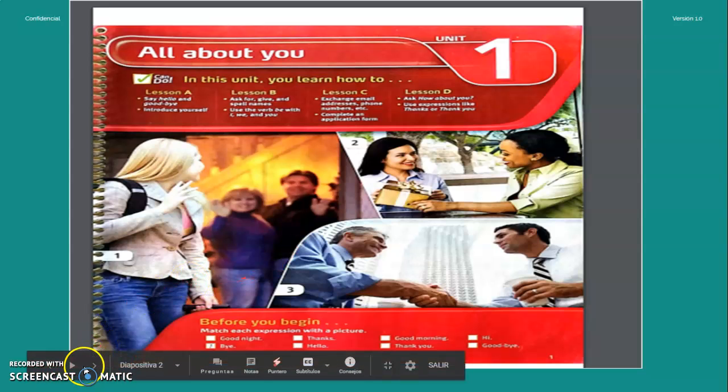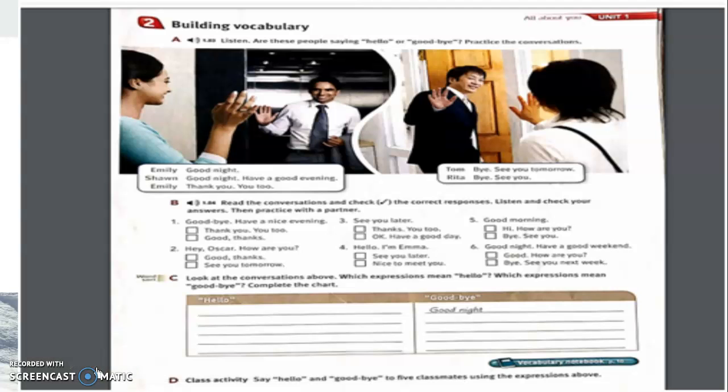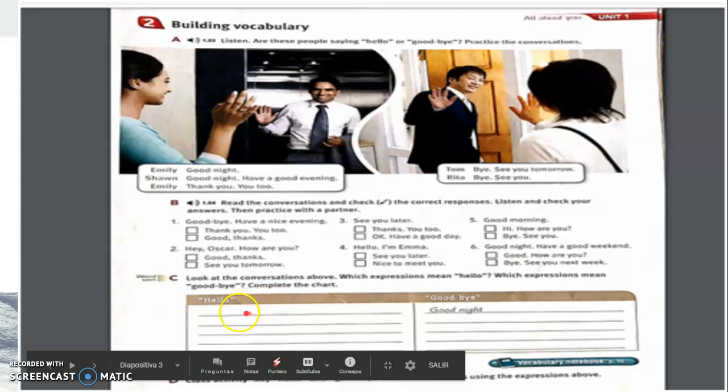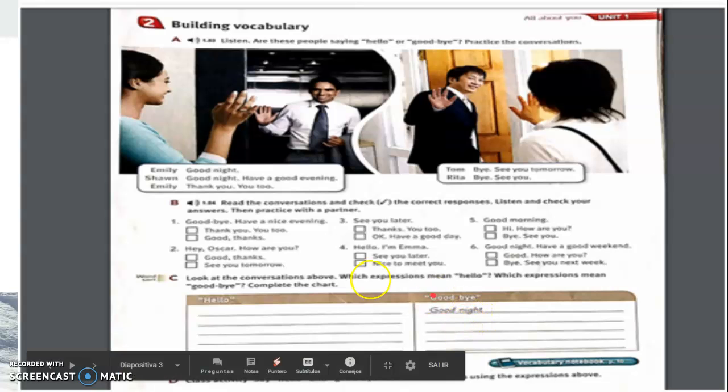Okay, students. Perfect. Let's continue with the page. Here we have important greetings, hello and goodbye. In hello, you need to complete this line or this column with all the greetings about hello. It's like a welcome. In the second line, we have greetings about goodbye. You need to complete. For example, here we have good night. What's another example? See you later, for example, you're going to complete here.